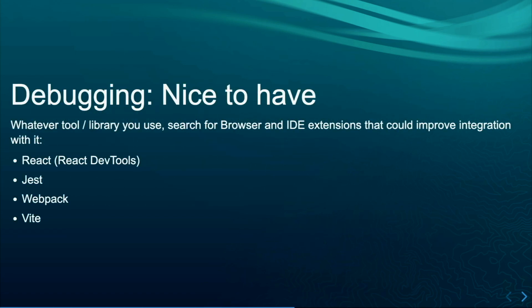And the final thing I have to mention is that whatever tools or frameworks you're using, you should check if there are extensions available for your browser or your IDE that improve integration with these tools. For example, if your application is built with React, you should definitely try out the React DevTools extension for your browser, because that will make debugging applications way simpler. Also, if you write your tests in Jest, and you should definitely write your tests, then you should try out the Jest extension for VS Code, as it will let you run the tests from inside VS Code without having to open the console.